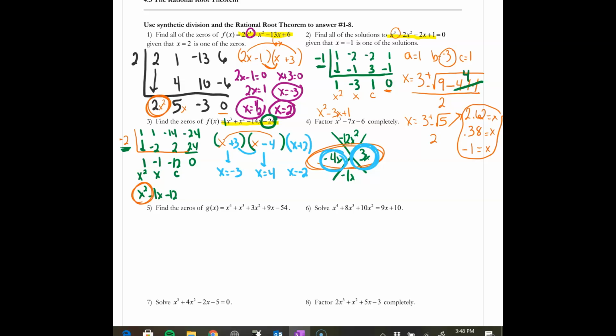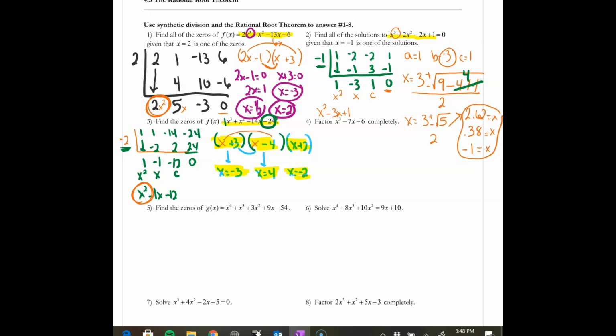So by doing this, I actually now have all the factors. Here they are, x plus 3, x minus 4, x plus 2, and I have all the solutions that come with it. X equals negative 3, x equals 4, and x equals negative 2. All right, so now I'm going to erase my x under problem 4 because I don't need it there anymore. And let's take a look at number 4.